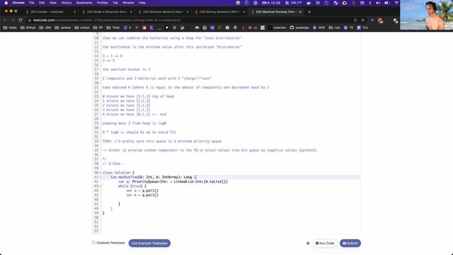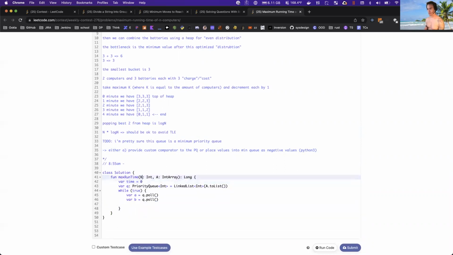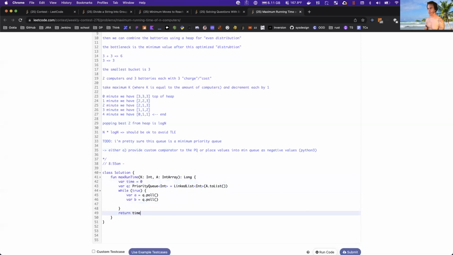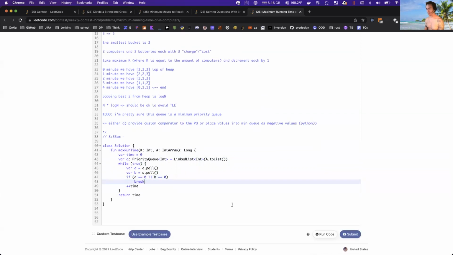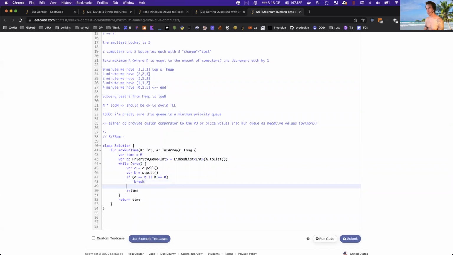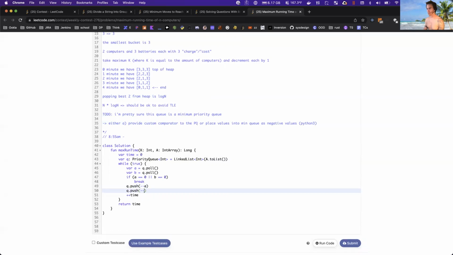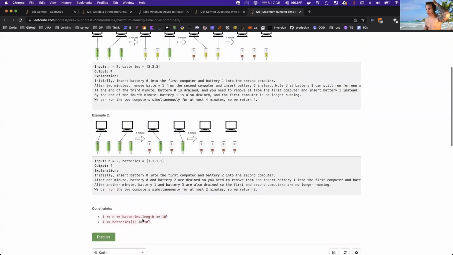Maximum runtime, okay. Time is 0. I guess it's the count of cycles or time, right? If A equals 0 or B is 0, then we can break out. Otherwise, if these units are legit, then we do minus A, minus B. Or actually, let's do Q dot push minus A, Q dot push minus B. Okay. Then can we have a battery with 0? No. Okay.